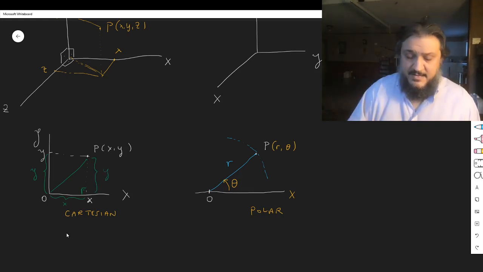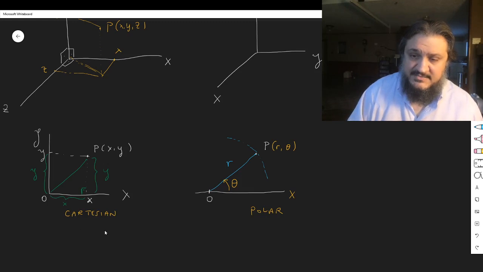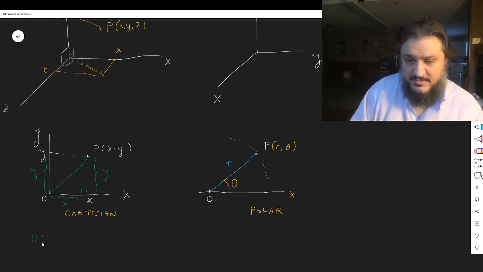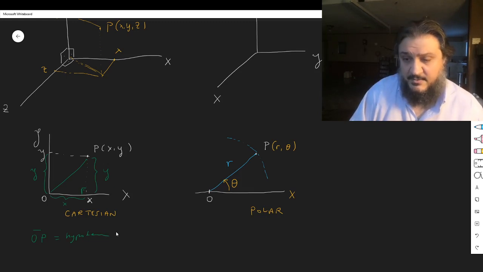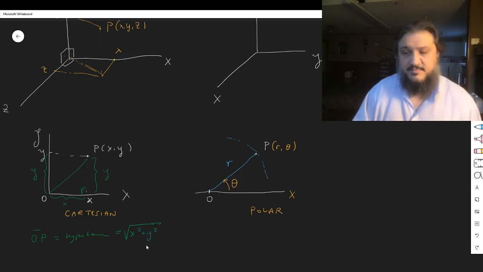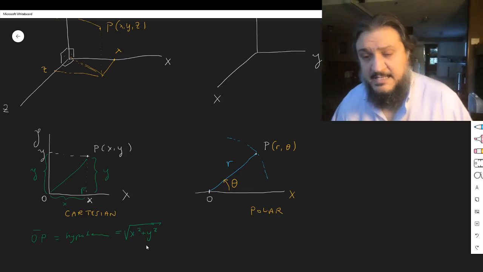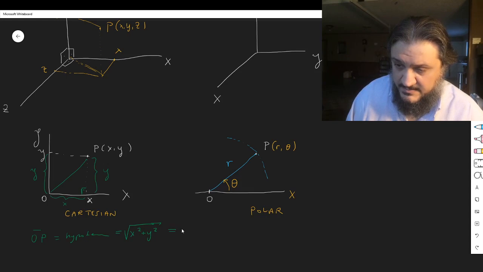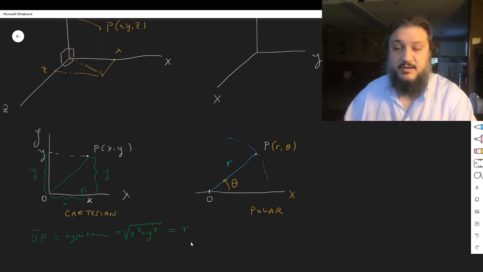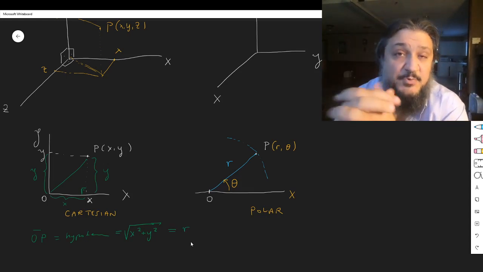Okay, and then the hypotenuse, which is OP, line segment OP, hypotenuse, and that you can find using the Pythagorean theorem: square root of x squared plus y squared. Very simple and basic, right? So that is what we called r. So let's write it as r. r is equal to square root of x squared plus y squared.